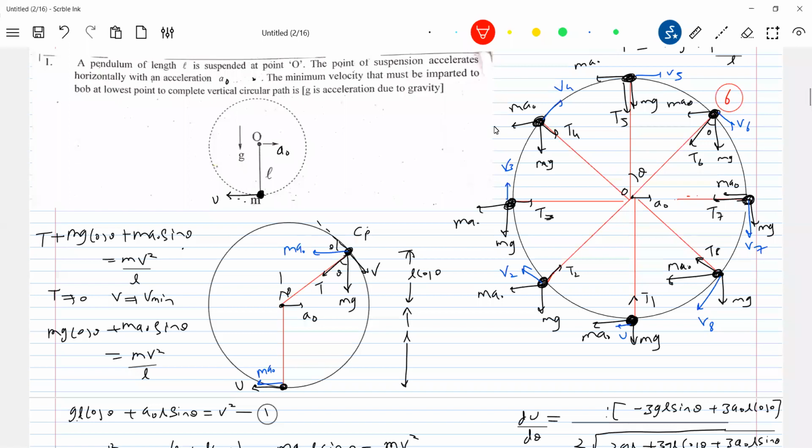Sir, so what is the best way of analyzing this problem, where the resultant of the forces is acting towards the center, there the tension can be minimum. Do I agree? The simplest idea from the circular motion concept is that where the resultant of forces is acting towards the center, there the tension will be minimum. So you can see the resultant of forces will act here. So the tension at 6 will be minimum here.